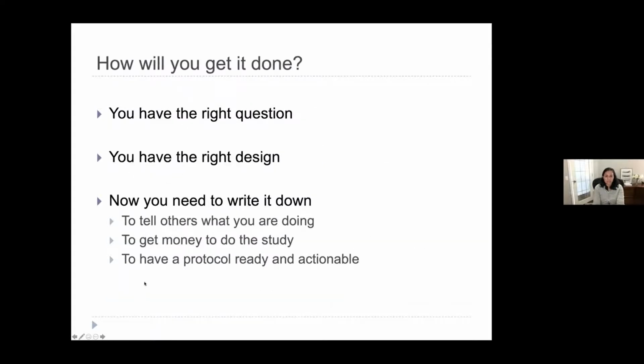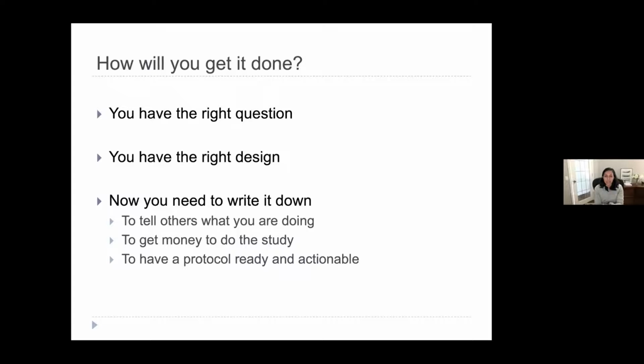So how do you get it done? Let's say now you got the right question, you got the right people around you, you got the right design. Now you need to write it down, to tell others what you're doing, to get money to do the study, to have a protocol that's ready and actionable. And without a shadow of a doubt, I can say that when you have spent an incredible amount of time preparing your research protocol and you get it through a national funder like CIHR, that protocol will likely need no revision and it's ready.